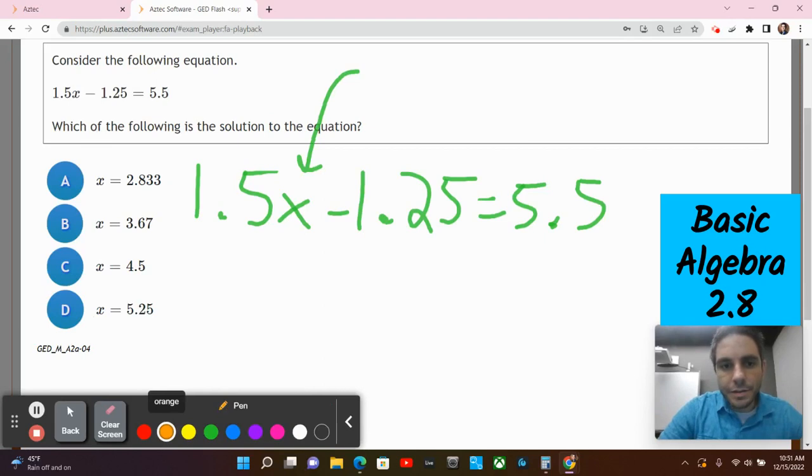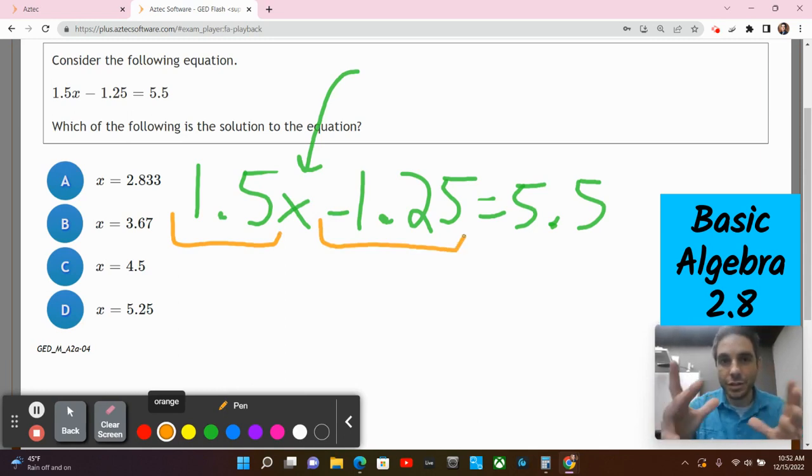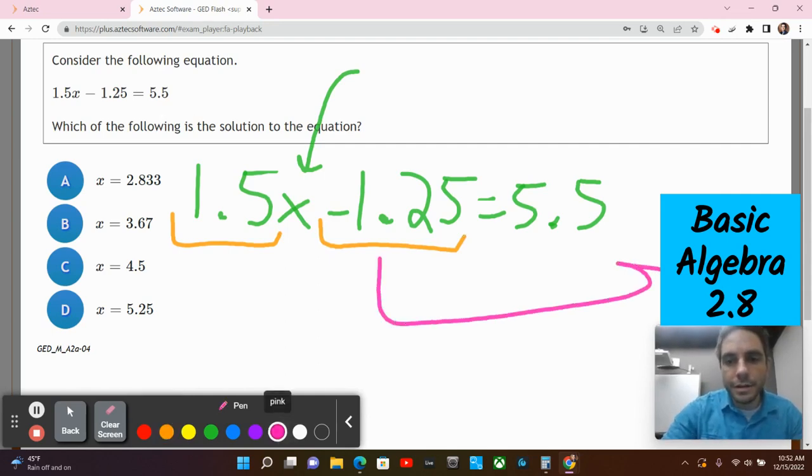Now, at the moment, there are two numbers that are preventing x from being by itself. There is a 1.5 that is being multiplied to x, and there is a 1.25 that is being subtracted from the term that has x in it. So both of those numbers we need to move over across the equal sign to the other side of the equation, thereby leaving x by itself. So let's see how that plays out.